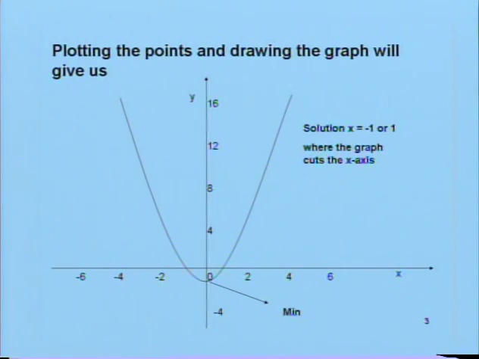We are asked to find the value for x given that the function is equal to 0. We'll look at the point where the graph cuts the x-axis. We'll recognize that the graph cuts the x-axis at 2 points, at x equal to -1 and x equal to 1. So the solution to the quadratic equation is x equals -1 or x equals 1.